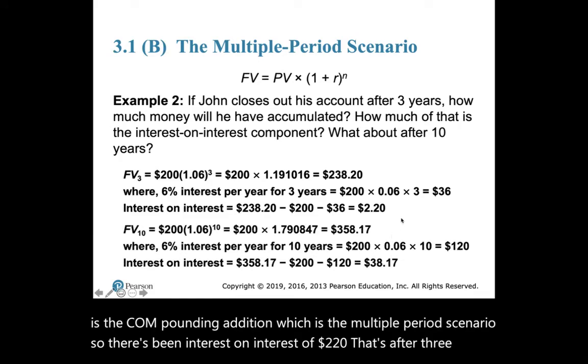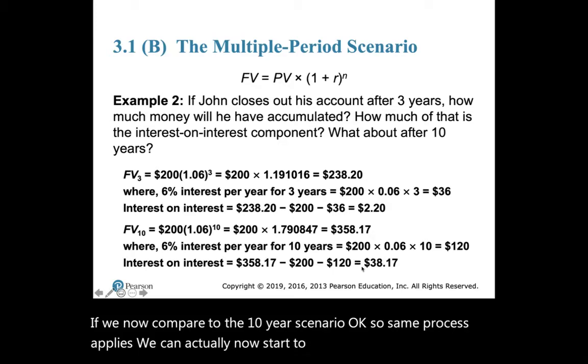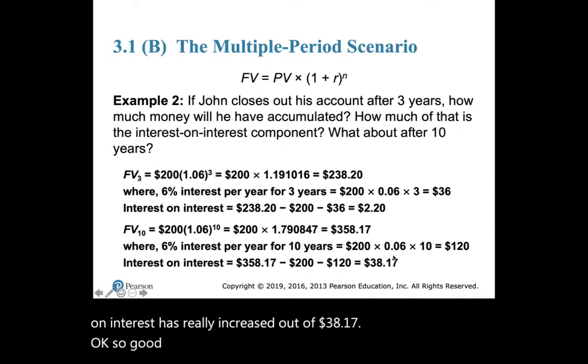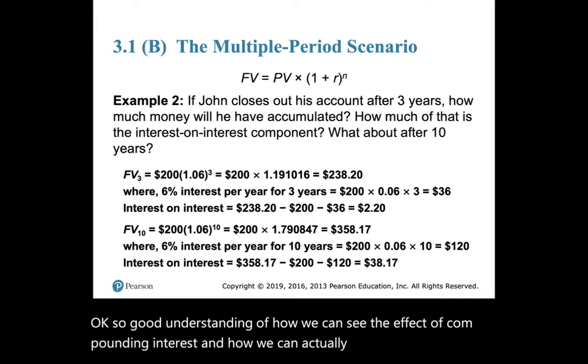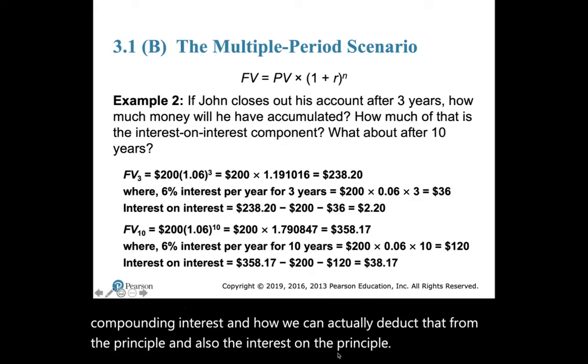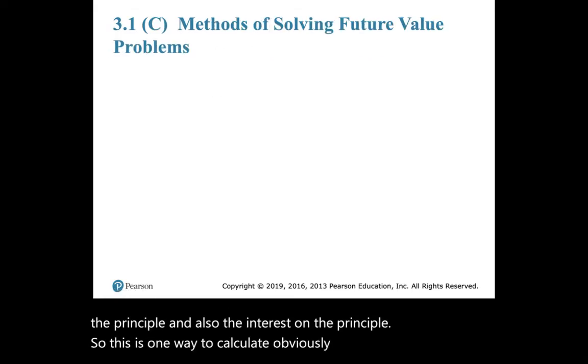If we now compare to the 10-year scenario, okay, so same process applies, we can actually now start to see that that interest on interest is really increased now to $38.17. Okay, so good understanding of how we can see the effect of compounding interest and how we can actually deduct that from the principal and also the interest on the principal. So this is one way to calculate, obviously, which is using our formula.